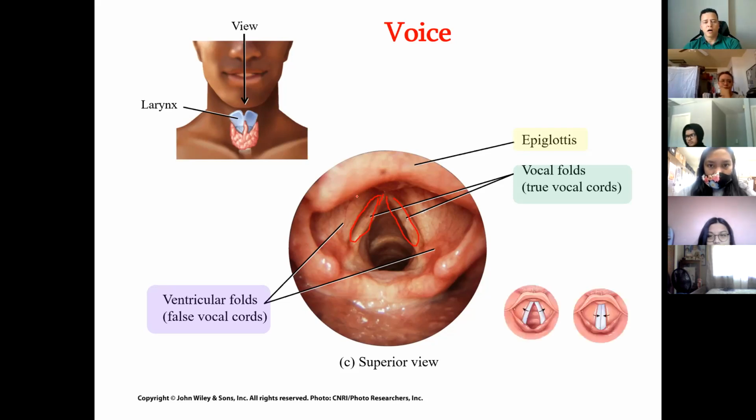The vocal folds are anchored by this membrane here to the side. And this membrane is what we call the ventricular folds, also called the false vocal cords, okay? Basically, they anchor and support the vocal folds. Let's watch a little bit of that video again, so we can see the vocal folds in action.